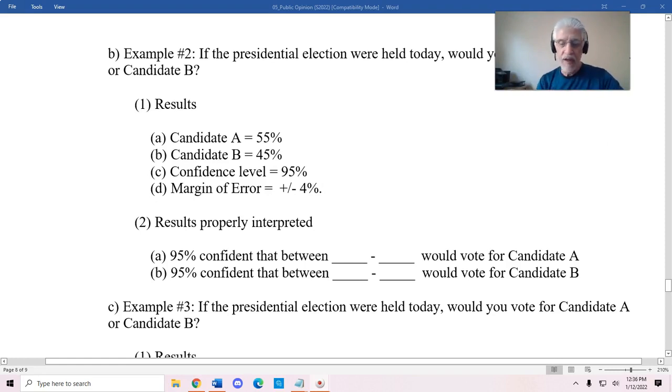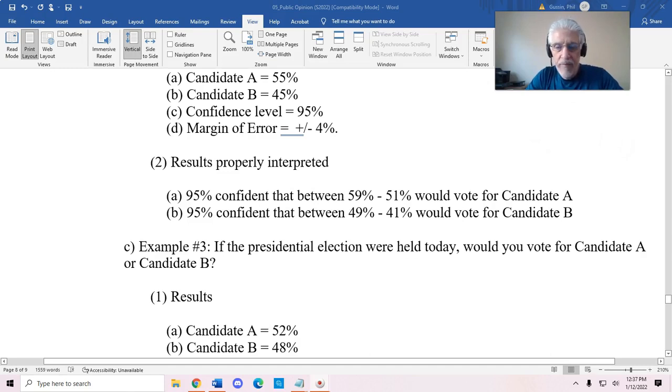Now, here's one other thing. It wouldn't be accurate to say that candidate A is ahead by 10 percentage points, because the truth is we don't know how far candidate A is ahead. Watch, let me show you something. I'm going to input those numbers. Okay, so now I've input the numbers. We're 95% confident that between 59% and 51% would vote for candidate A, and we're 95% confident that between 49% and 41% would vote for candidate B. But as I said, we can't say for sure that candidate A is ahead by 10 percentage points because we really don't know. Well, let me explain what I mean.